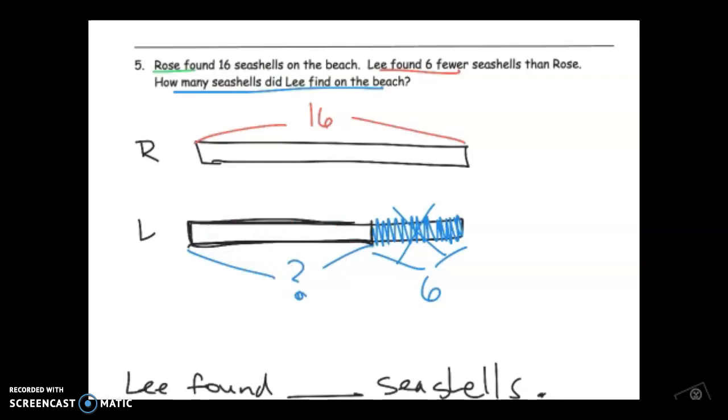So what is that? Well, it's 16 minus 6. Or we could say blank plus 6 is equal to 16. In either case, we know that the answer is 10.